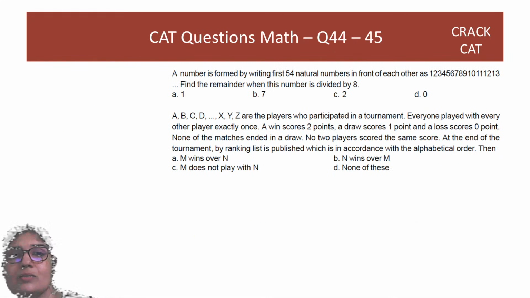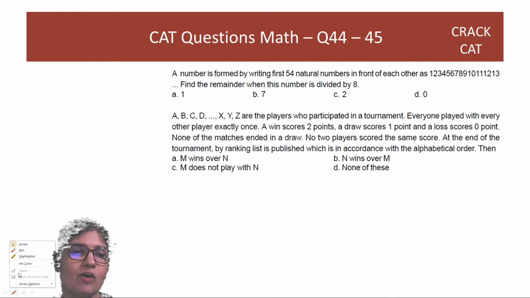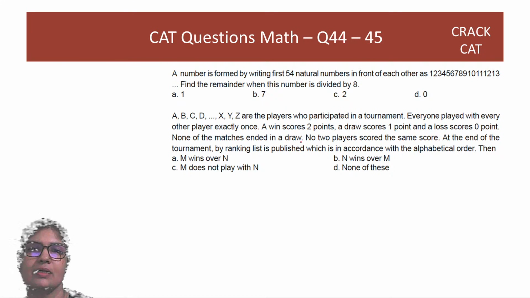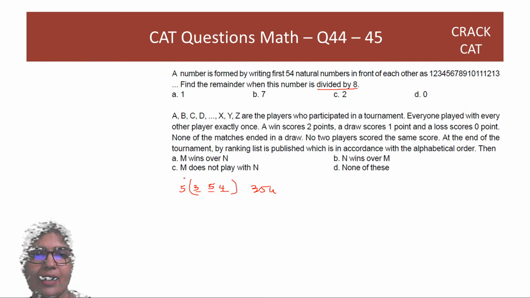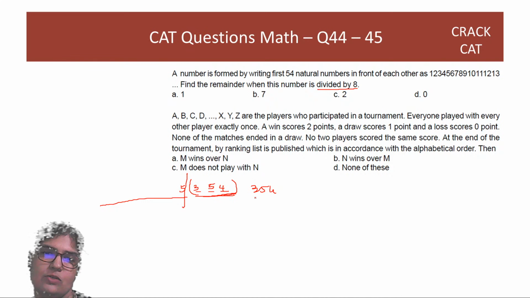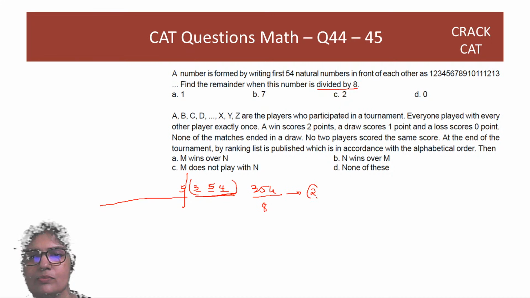Yeah? Great. Next question. A number is formed by writing 54 natural numbers in front of each other. I want to find the remainder when it's divided by 8. To find the remainder with respect to 8, I have to look at the last 3 digits. So 54 will be the last 2 digits and before it will be 53. So the last 3 digits are 354. See, the number up to here is divisible by 1000 and hence it's divisible by 8. It is only this that we need to worry about. So now when you divide this by 8, the remainder is 2. Answer is option C.